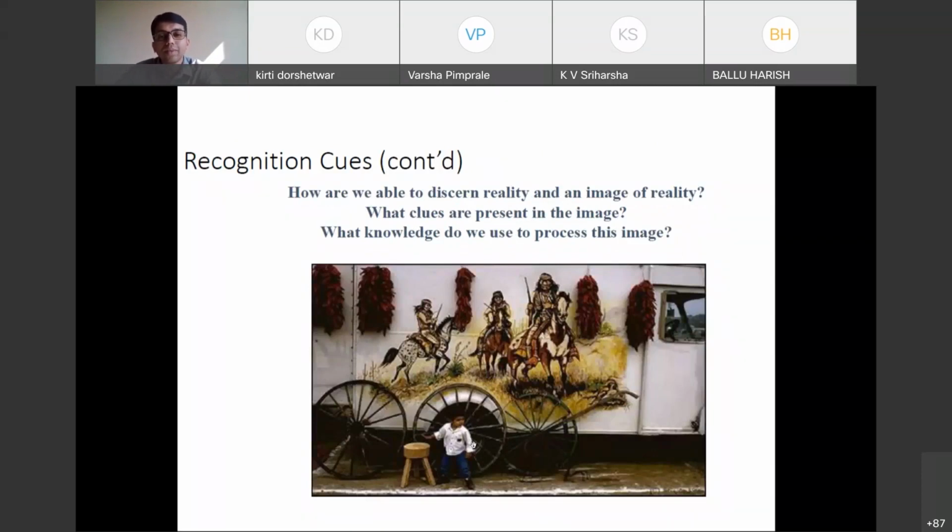Similarly, if you give another image to a computer vision application, a very interesting result comes. It will tell you that there are three horses and three bandits riding on the horses in the image, and there is one child. But as a human, what you can tell is there is a child and there is a minivan behind it, which has a painting of three bandits riding on horses. So what are we able to discern? How are we able to discern reality from an image of reality? What cues are present in the image and what knowledge do we use to process this image? All these things are important because blindly giving an image to a vision algorithm will lead to disastrous outcomes.